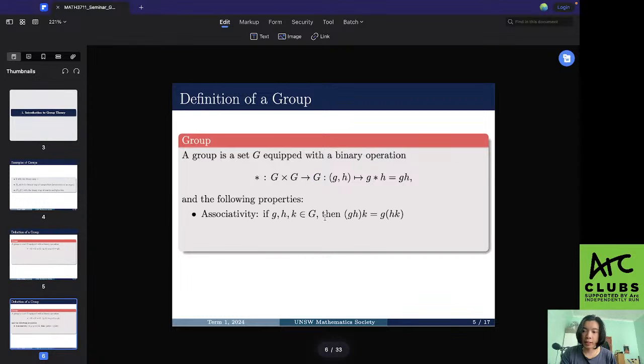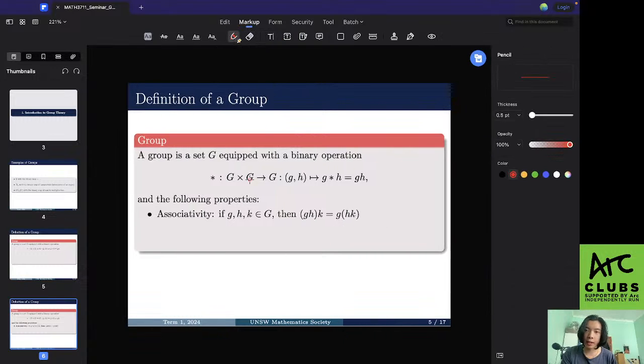Now, we also have something like associativity, so it doesn't actually matter what order we do the operation in, right? So we can do GH first, then K, or HK first, then G, and you might see this in something like addition, where we have A plus B plus C, and it doesn't really matter where we put the brackets. We can put them here or here, but in the end, the output is the same.